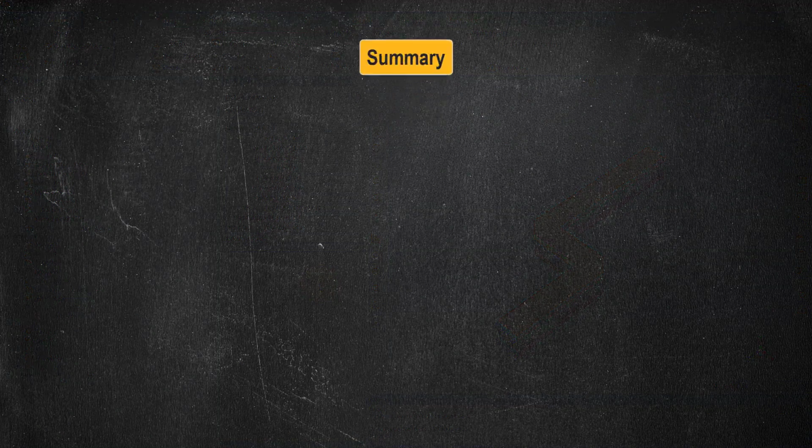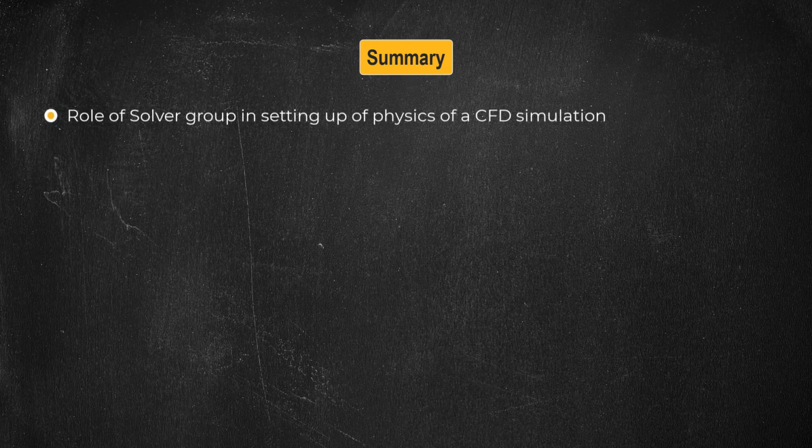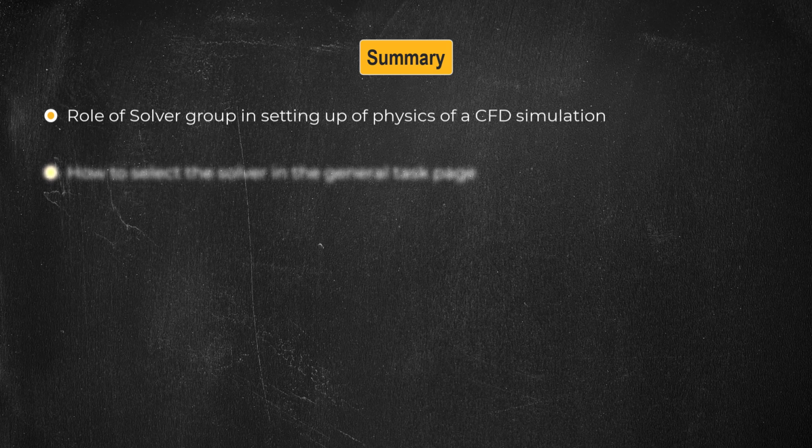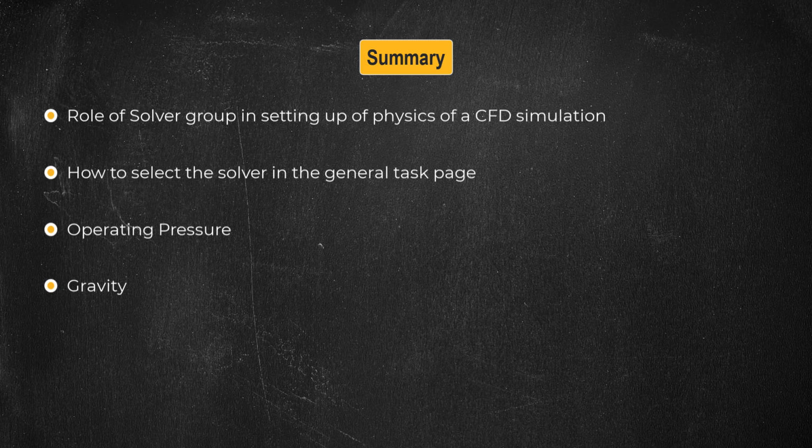Let's summarize what we have learned in this lesson. We learned the role of solver group in setting up of the physics of a CFD simulation. We specifically discussed how to select the solver in general task page, which includes the type, velocity formulation, and time dependency of the solution. Further, we discussed operating pressure, gravity option, and reference values. With that, let's wrap up this lesson.